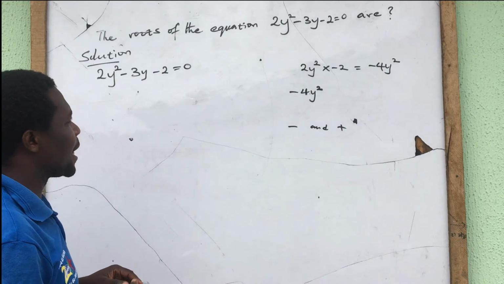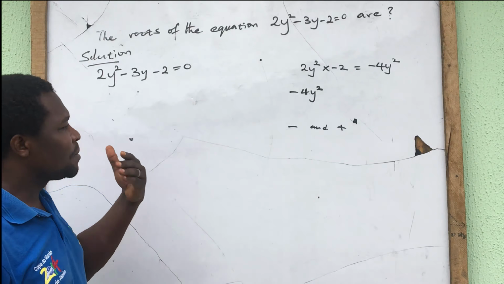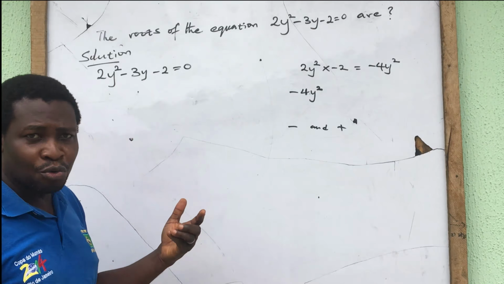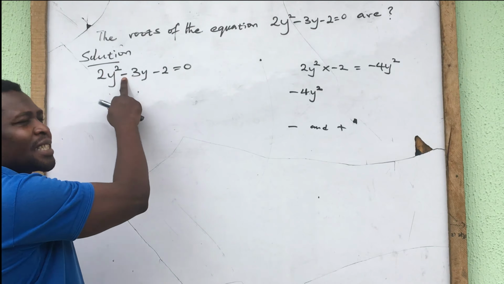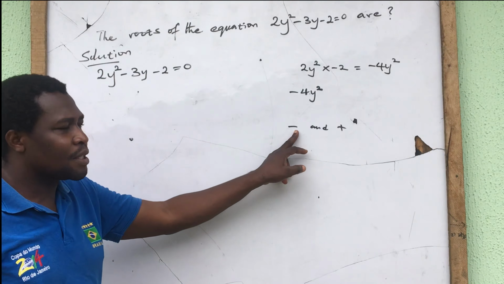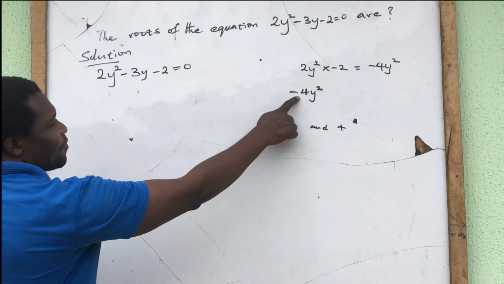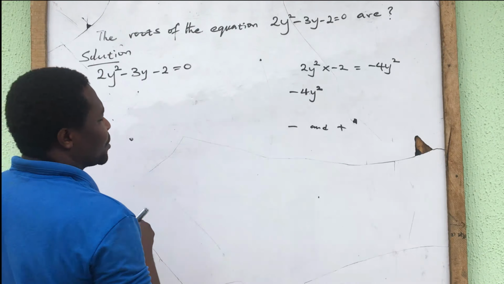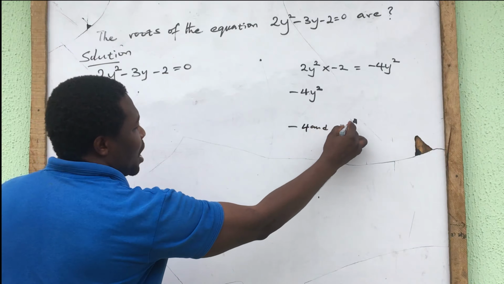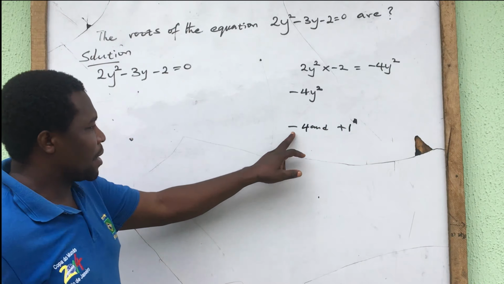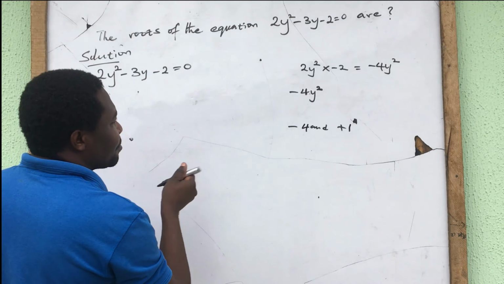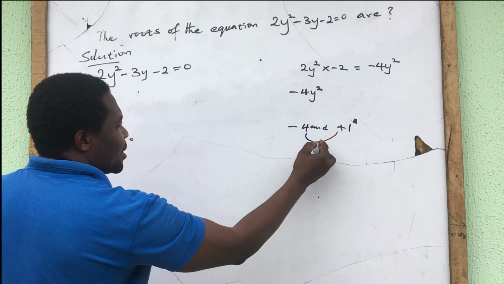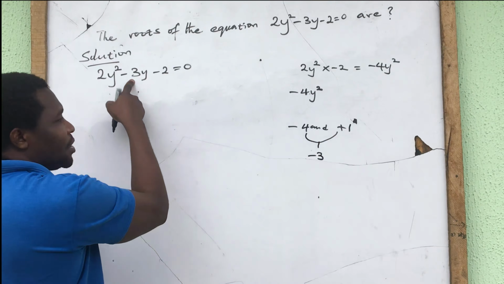But let's look at it now. The factors are not equal roots here. We have a negative sign here, and this sign will show the sign of the bigger factor. So for instance, I'm going to have minus 4 and 1. That is minus 4 and plus 1. If I add this together, I will get minus 3, which is this.